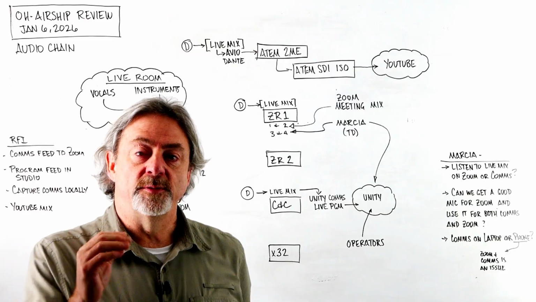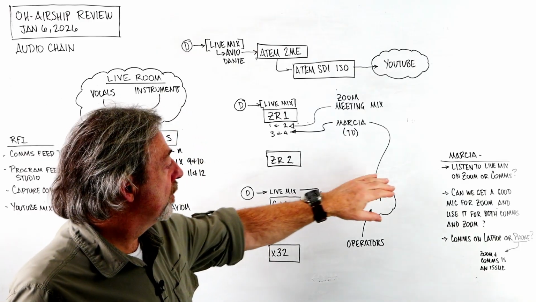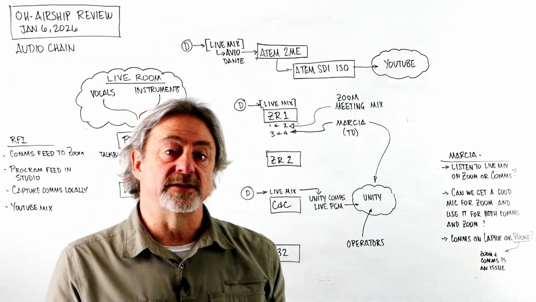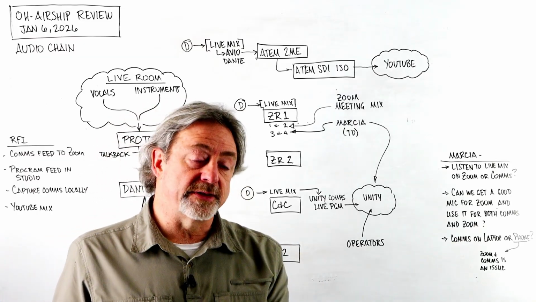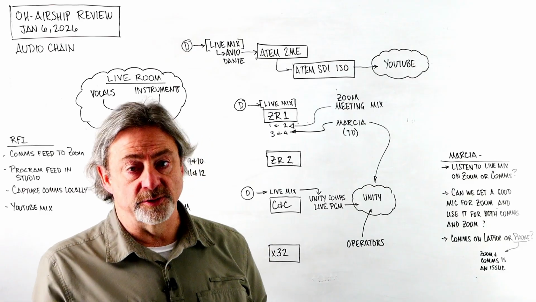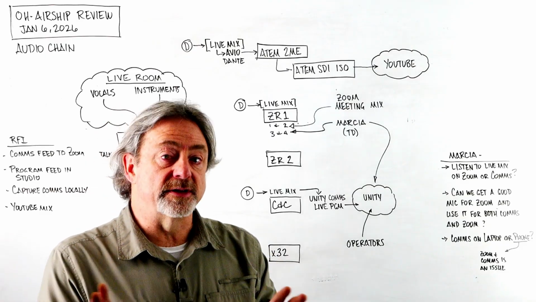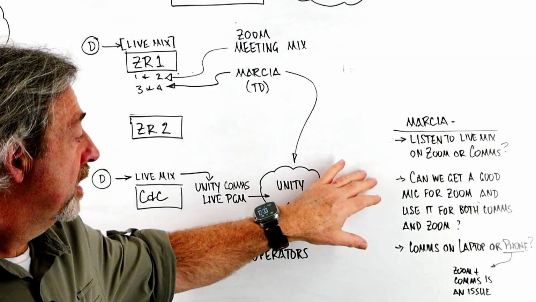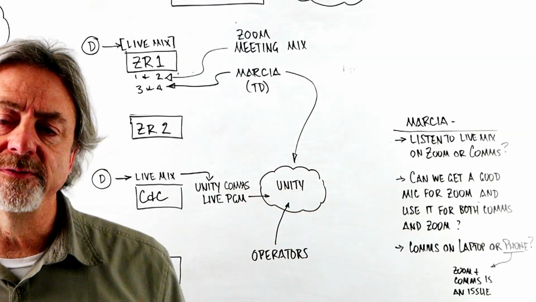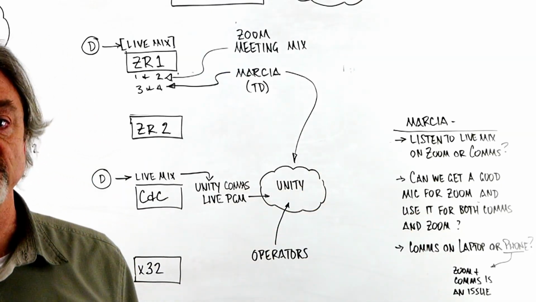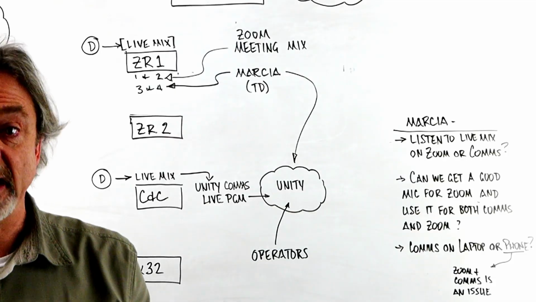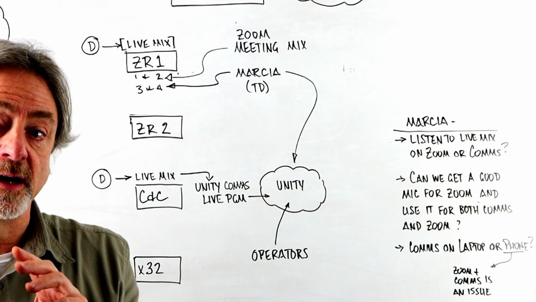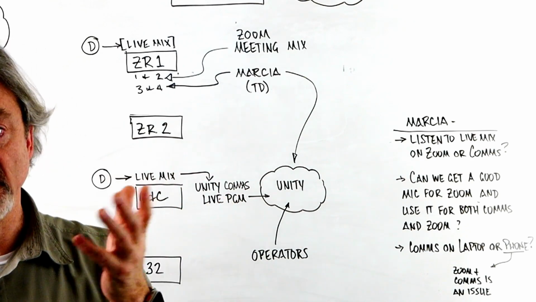When it comes to Marcia's setup, we want to find out, how does she prefer to listen to the program feed? Does she want to listen to that on comms? Does she want to listen to it on Zoom? We're going to make sure that whatever her preference is, we can accommodate that. Then, can we get a good microphone for her so when she's calling the show, we're picking up good, and then make that microphone something that is going out both to comms and to Zoom? And that's the whole setup.